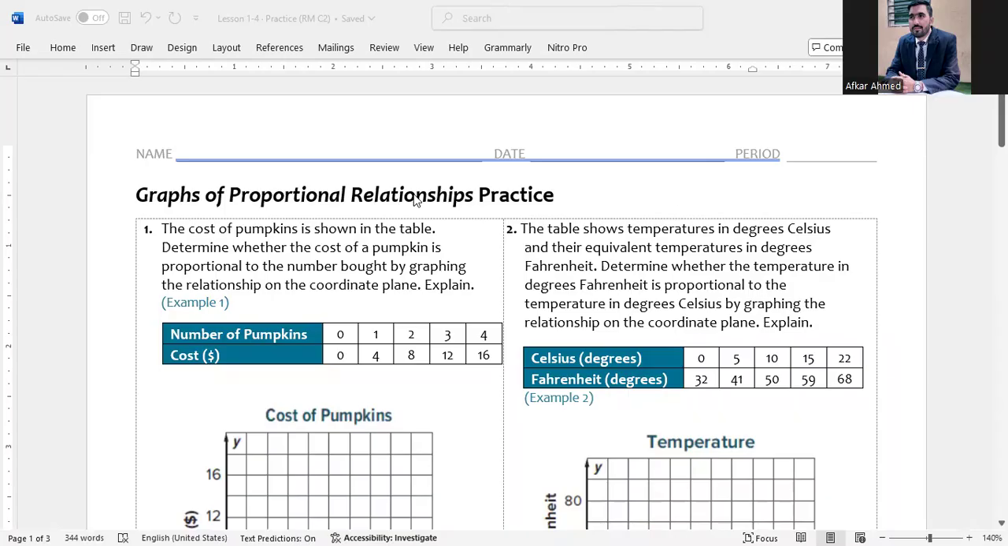Today I'm going to discuss lesson 1-4, the graphs of proportional relationships. It means this time the table is given with the points, and we have to make the graph and check whether it is proportional or not. So before discussing the questions, I want to show you how you will know whether it is proportional or not.